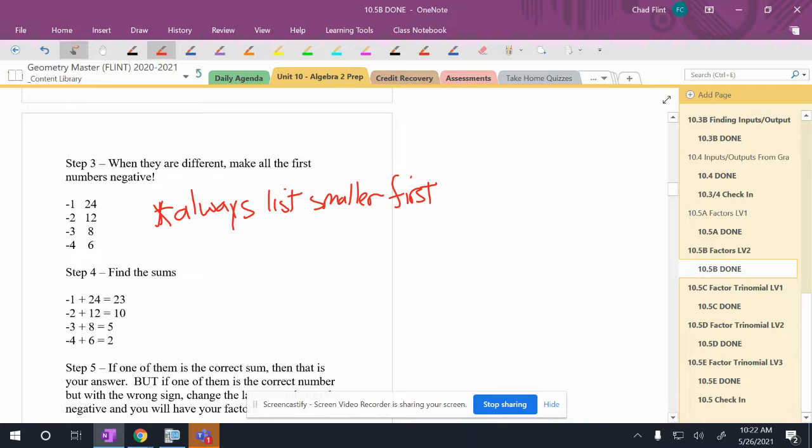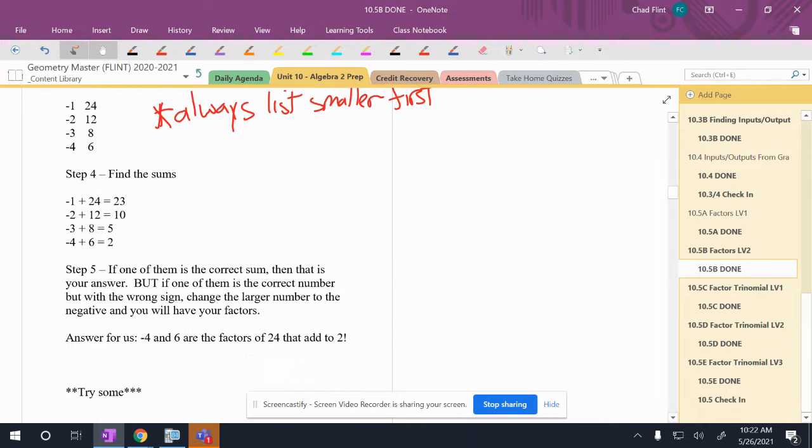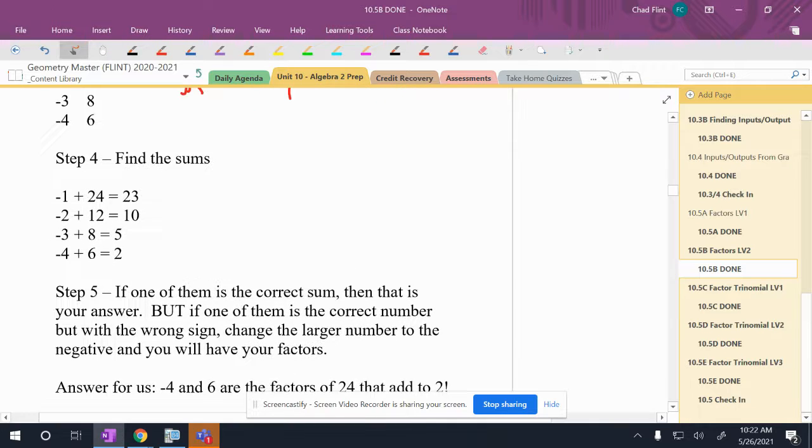All right, so I always list the smaller numbers first. I make the first one negative. Then I add everything together, just like I did with the previous example you watched. But now this time, I get different answers. I get 23, because negative 1 plus 24 is 23. I get 10, because negative 2 plus 12 is 10. I get 5, and I get 2.